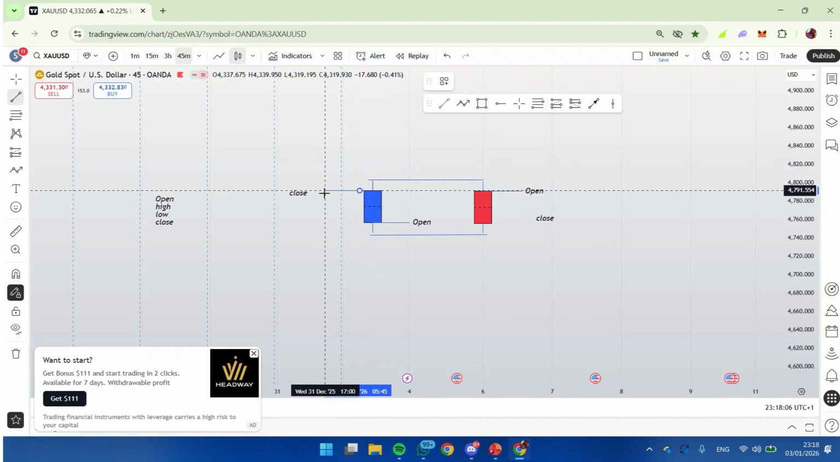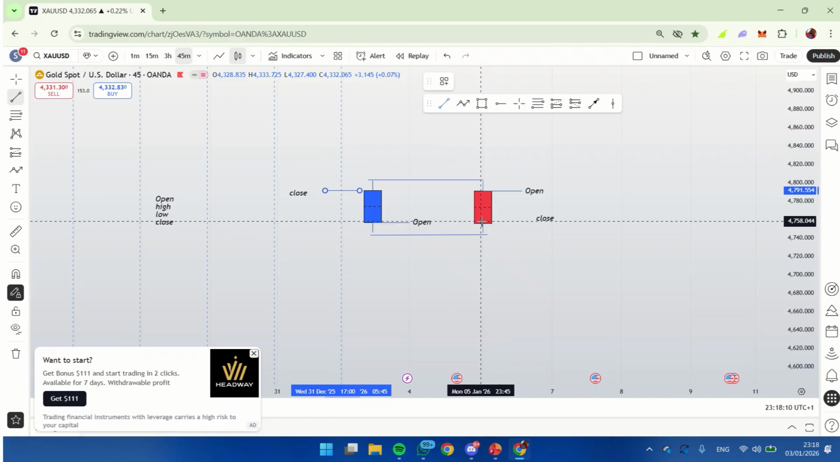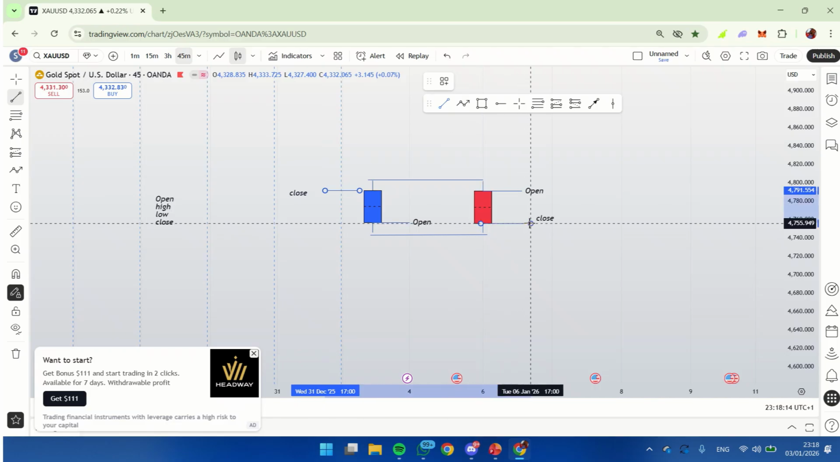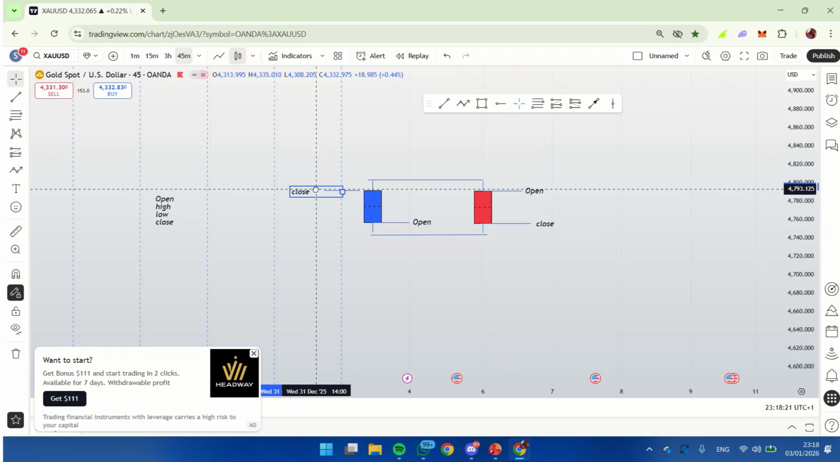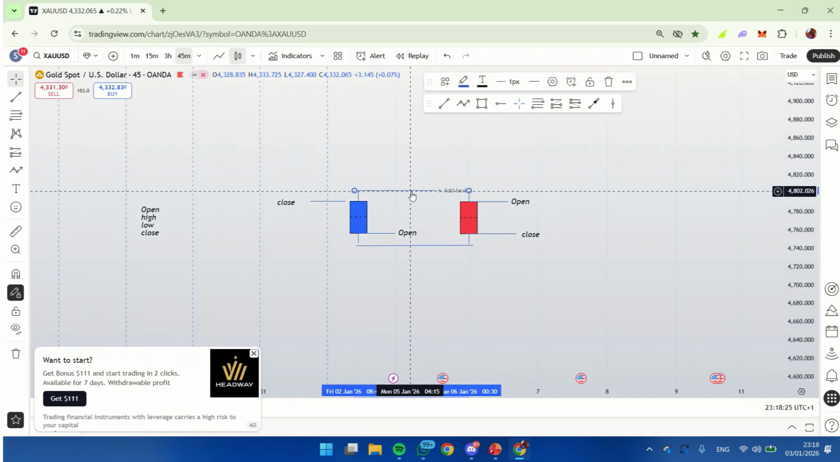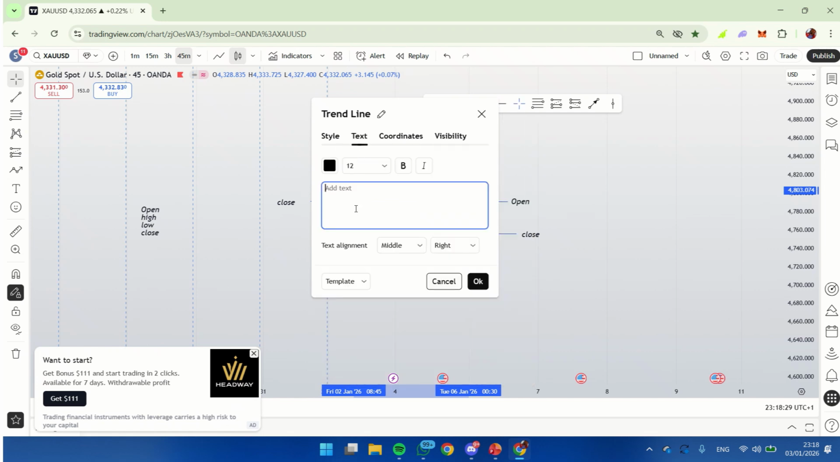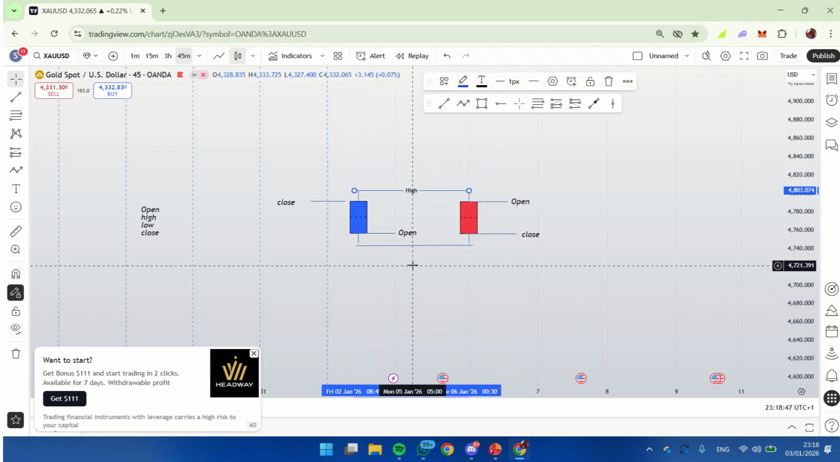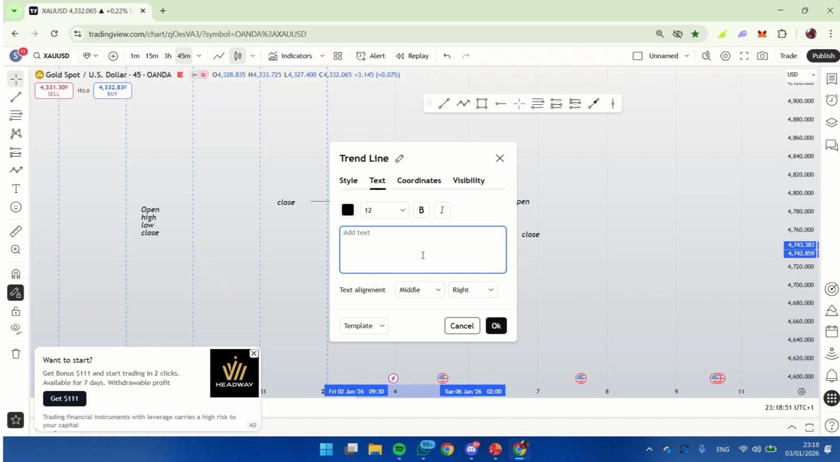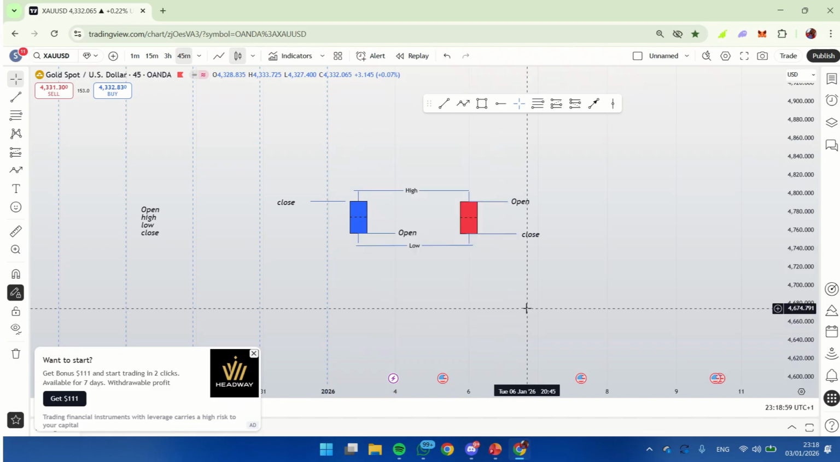I'm going to draw something so that you understand what I'm saying. This is the close, right? I am doing this for you to see so that you understand what I'm doing. So for this one, this is high. And the mistake, it should be center. And this is low. This also should be center. So this is the story of a candle.